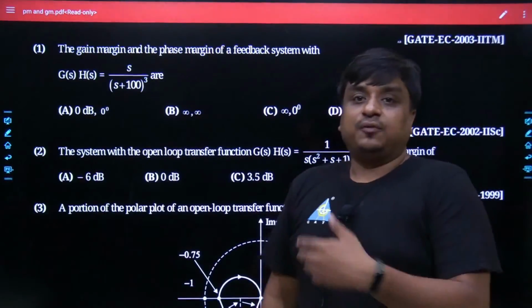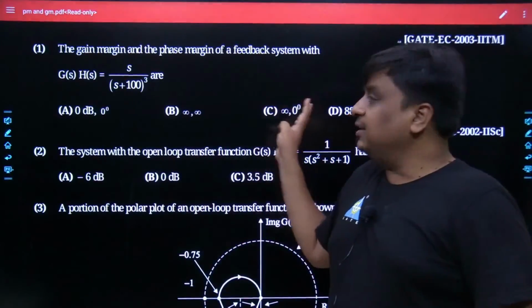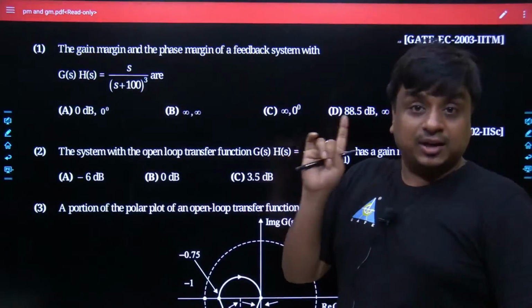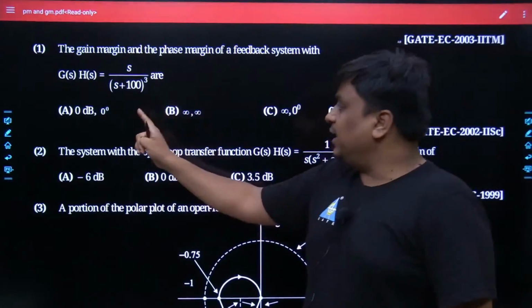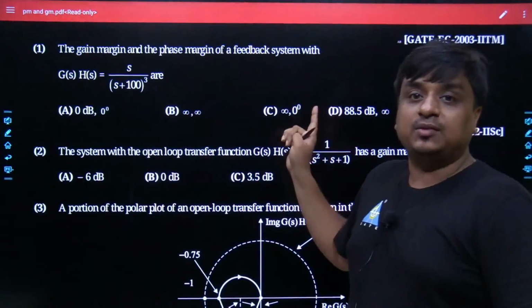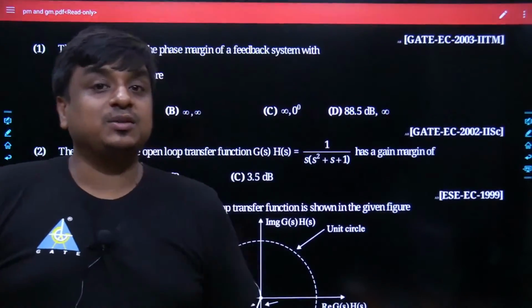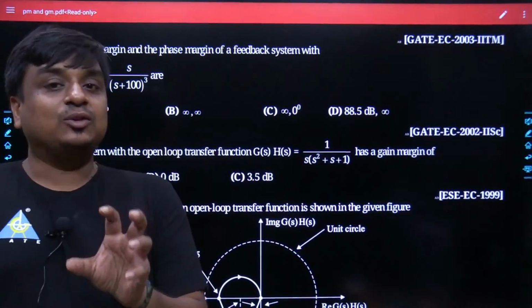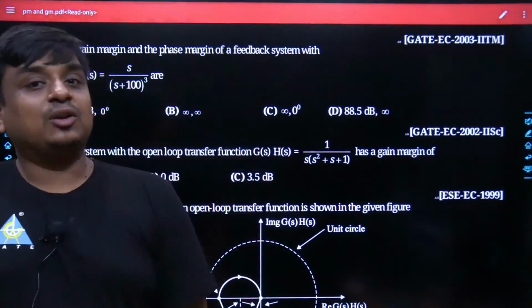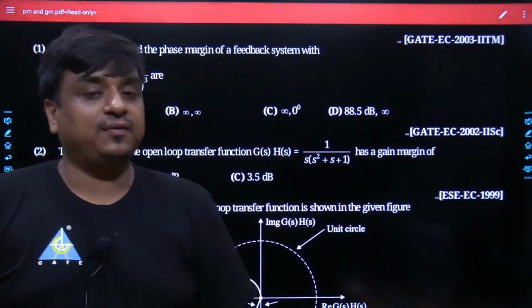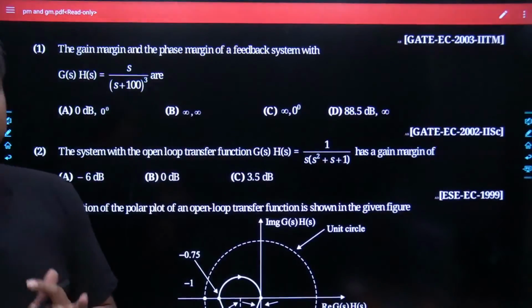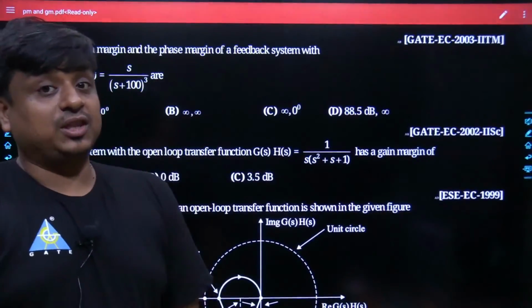See, if you are reading this problem, one thing is quite understandable: the gain margin has to be calculated in dB. I have seen many times that students are able to calculate the gain margin, but they make a silly mistake. Rather than calculating the gain margin in dB, they calculate the gain margin on a linear scale itself. Anyways, read this problem carefully and tell me what could be the best answer for this given problem.